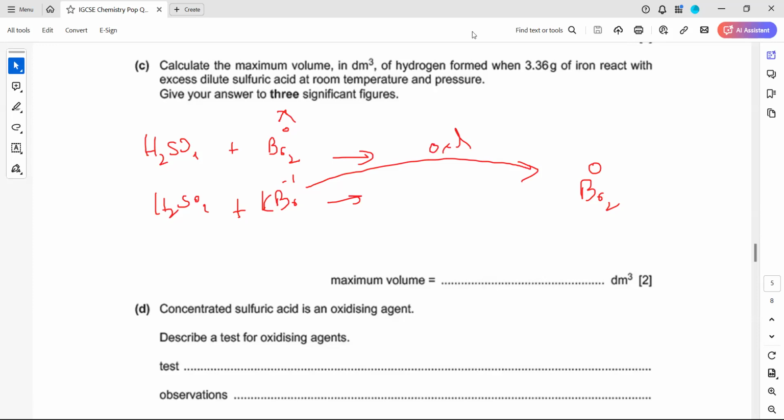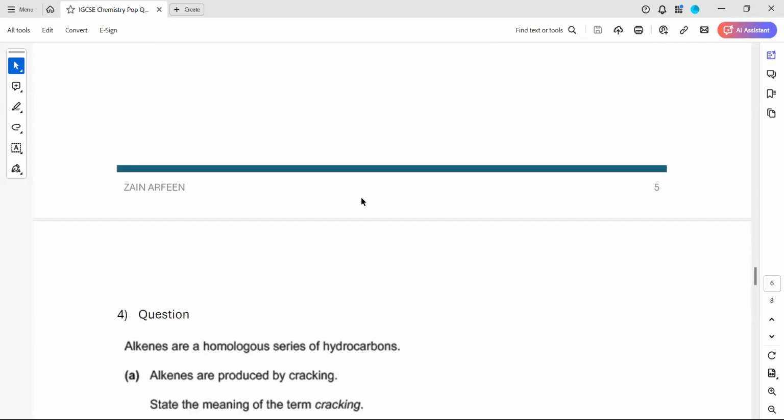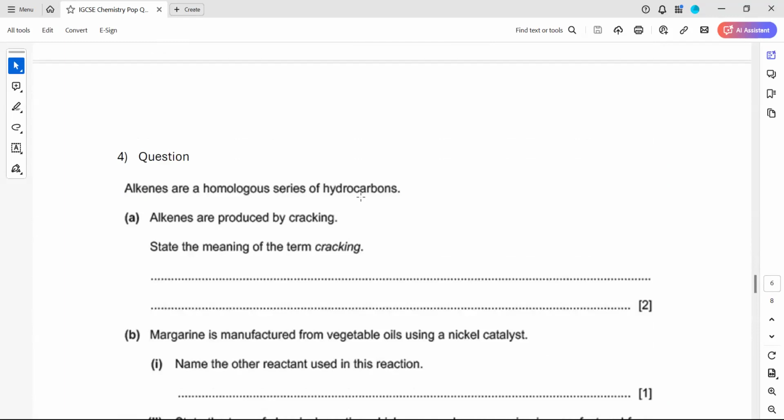So try to write these points whenever you want to test oxidizing or reducing agent. These are the reagents. If you want to test oxidizing agent, potassium iodide or potassium bromide. And if you want to test the reducing agents, then potassium manganate(VII) or potassium dichromate(VI).